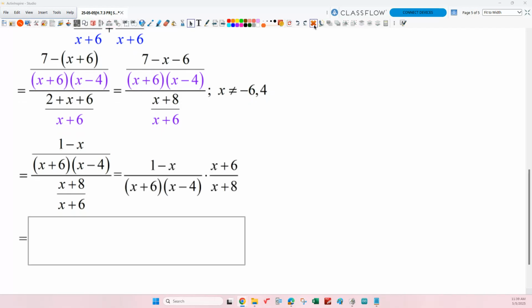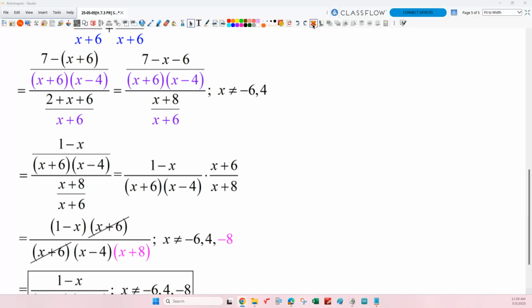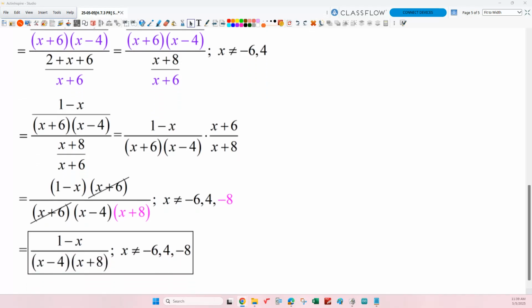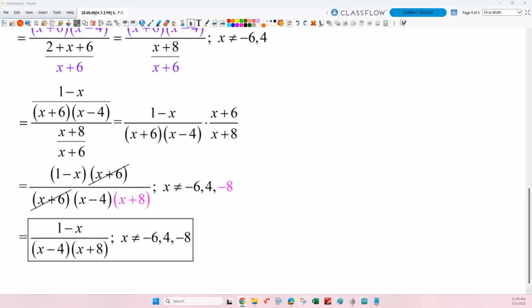Okay, yes, we do. Can I just write this as one fraction? Yes. Can I simplify and not write it as one fraction? Like if I wanted to not rewrite everything with one fraction bar, can I just say, oh, I have an x plus 6 and an x plus 6? Okay. So then we also have to include negative 8. Yep. So then I'm left with 1 minus x over x minus 4 times x plus 8.